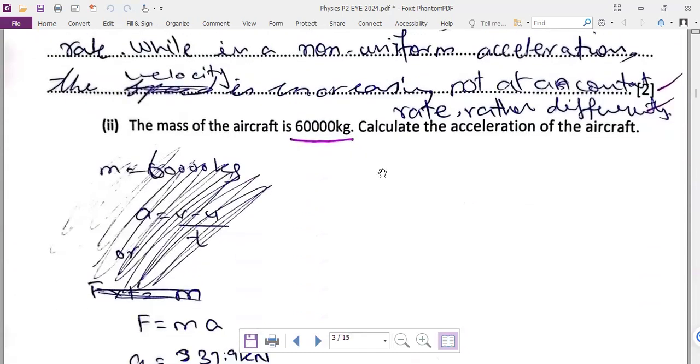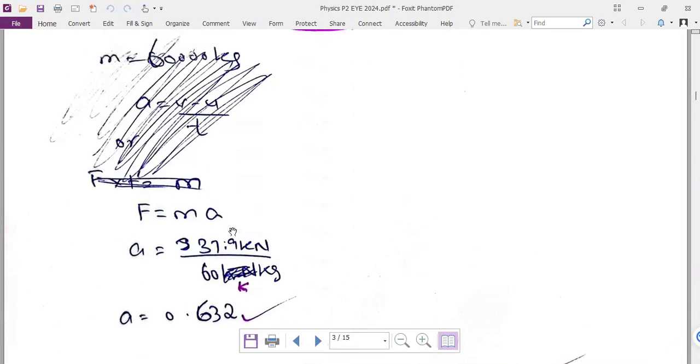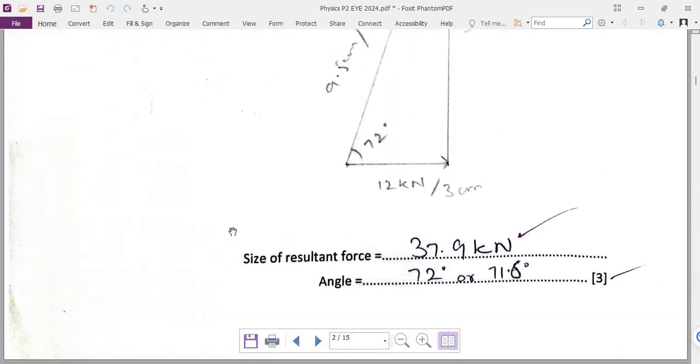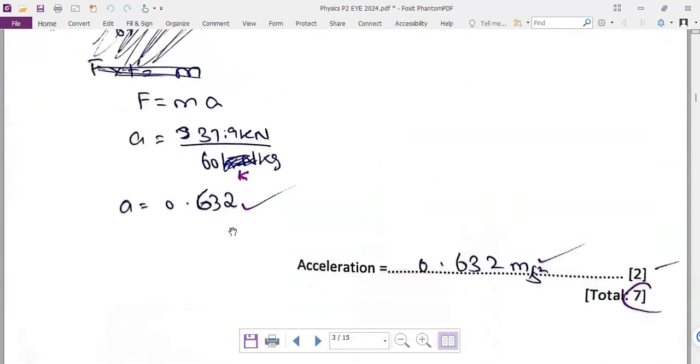The mass of the aircraft is given, the acceleration is asked, so you use F is equal to ma, and a will be force over mass. Force is calculated in the vector addition question, so you will use that. You will pick the value from here. This is the resultant force acting on the aircraft. And then using this, you will calculate the answer. So make sure you input it correctly.